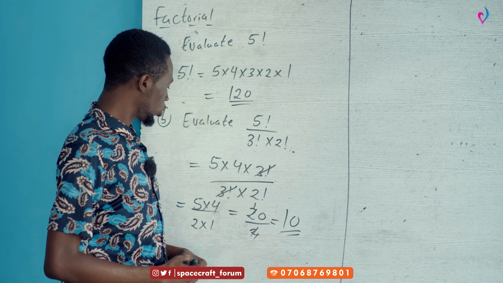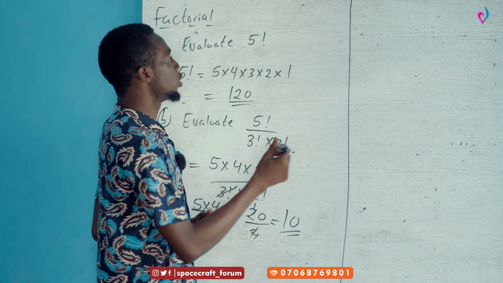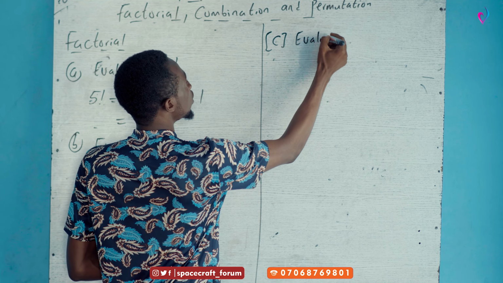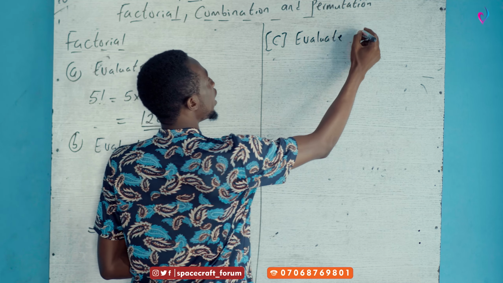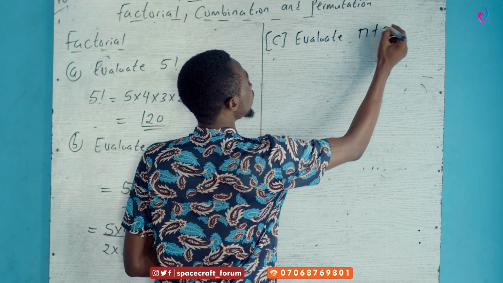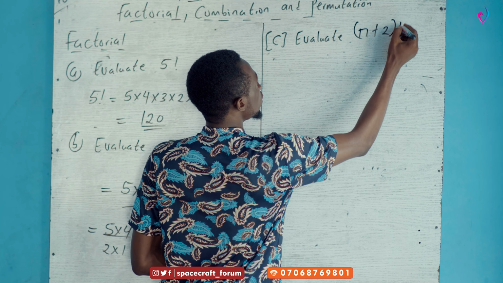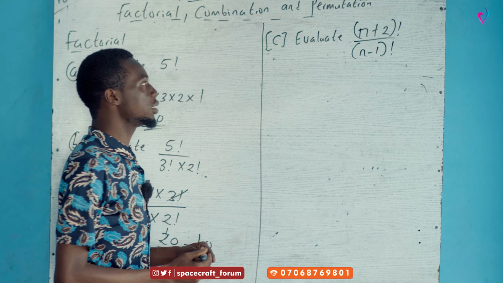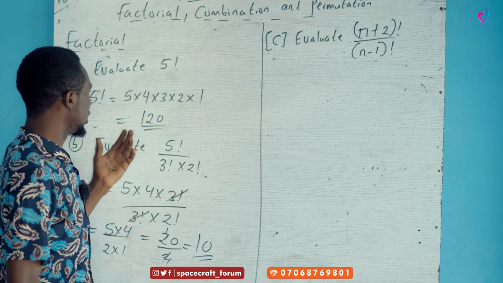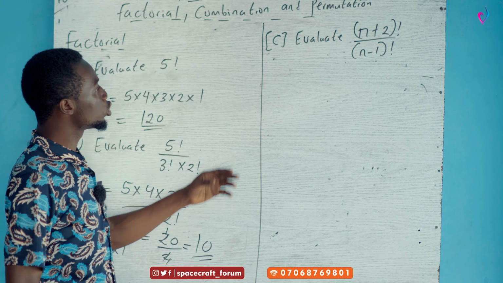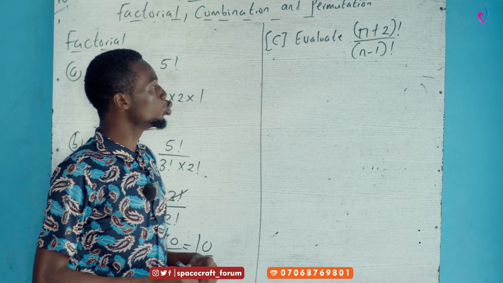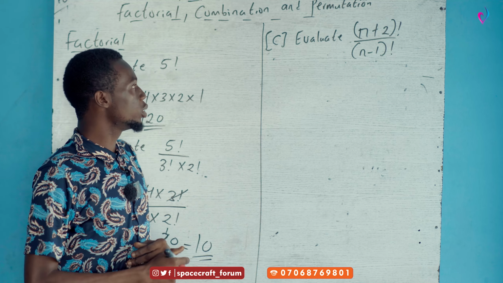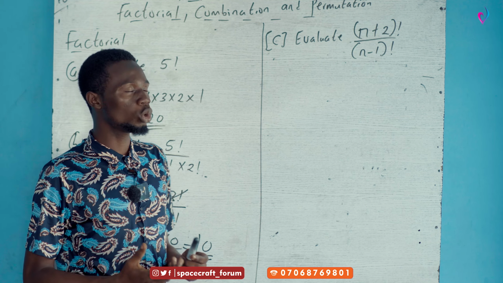Let's go to the next question, the more complex question. Question number C. Evaluate n plus 2 factorial divided by n minus 1 factorial. You can see that this question is more complex than the first two questions. For you to solve this question, you can assume that your n is any number. So let's assume that our n is equal to 2.